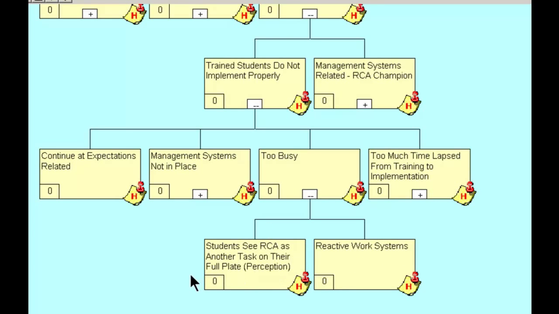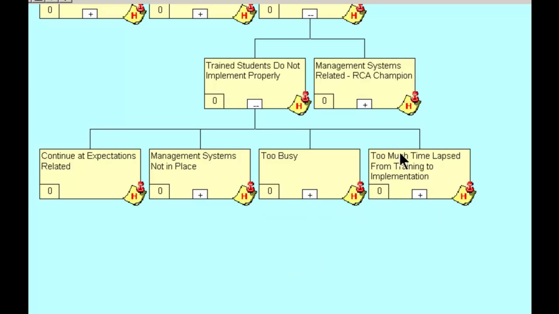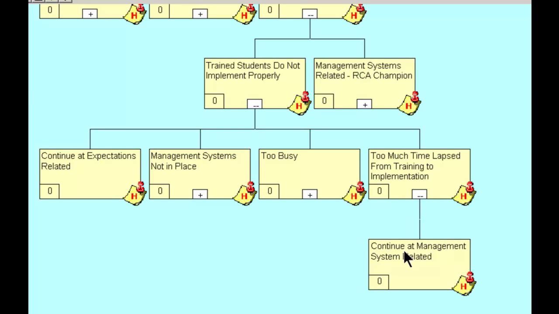The glory comes from the people who are the clutch performers. They're the people that, in a reactive situation, can get us back up very quickly. Where's the glory with someone who's a good problem solver? Where did I get accolades for preventing something from happening? Reactive work systems. Too much time lapsed from the training to the implementation. I simply forgot. You trained me 6 months ago, and now you're asking me to do this when you're ready for rollout.